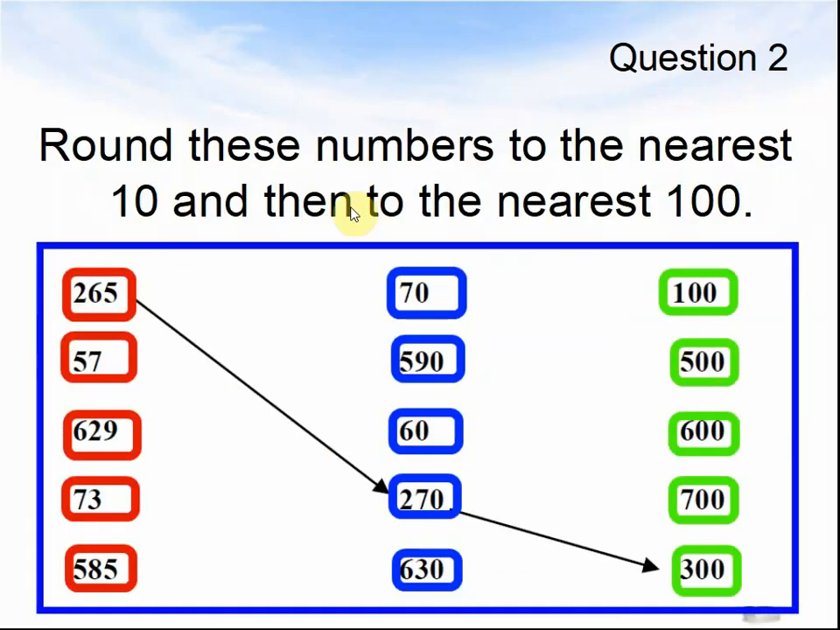Question 2. Round these numbers to the nearest 10 and then to the nearest 100. For example, 265 rounded to the nearest 10 is 270. And this rounded to the nearest 100 is 300. Pause the video until you are ready for the next question. Here comes the next question.